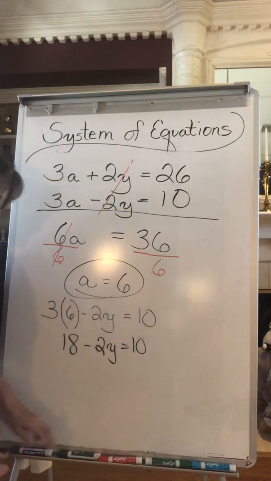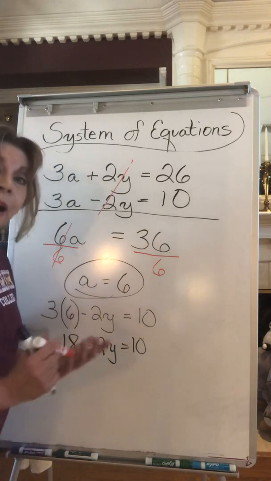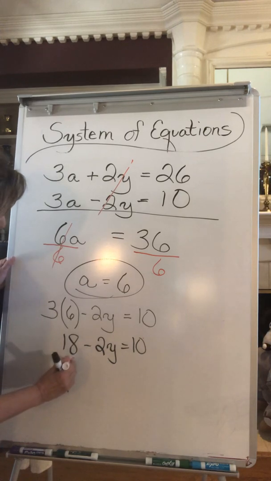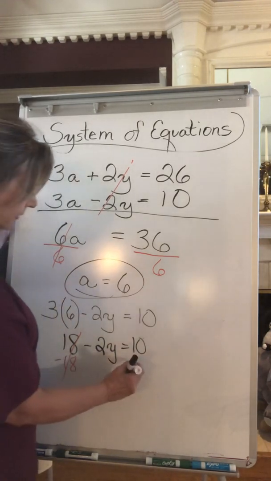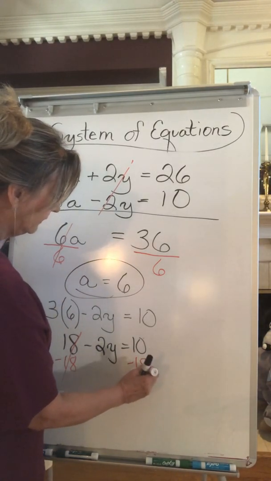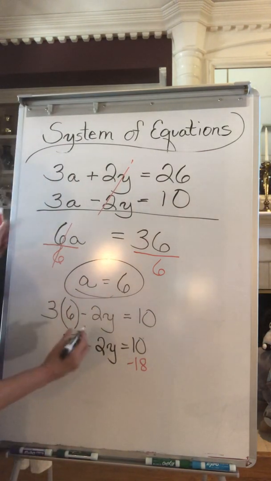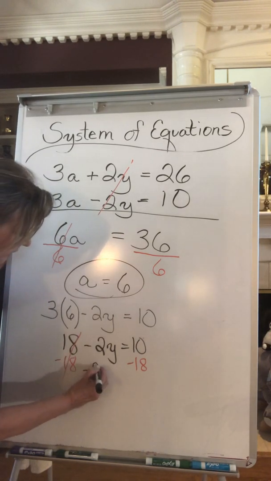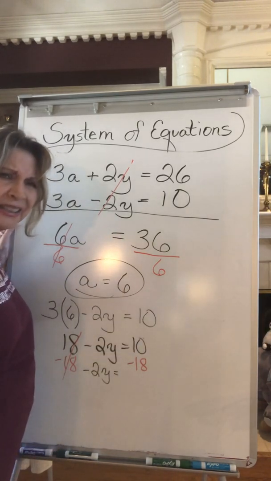Okay, I want to get rid of that 18. To get rid of it, I have to do the opposite of what it is. It's a positive 18. To get rid of it, subtract 18. And it's gone. But if I subtract 18 here, I must also go to this side and subtract 18, right? We may run out of room, hope not. Okay, so now I have negative 2y equal 10, take 18 away.